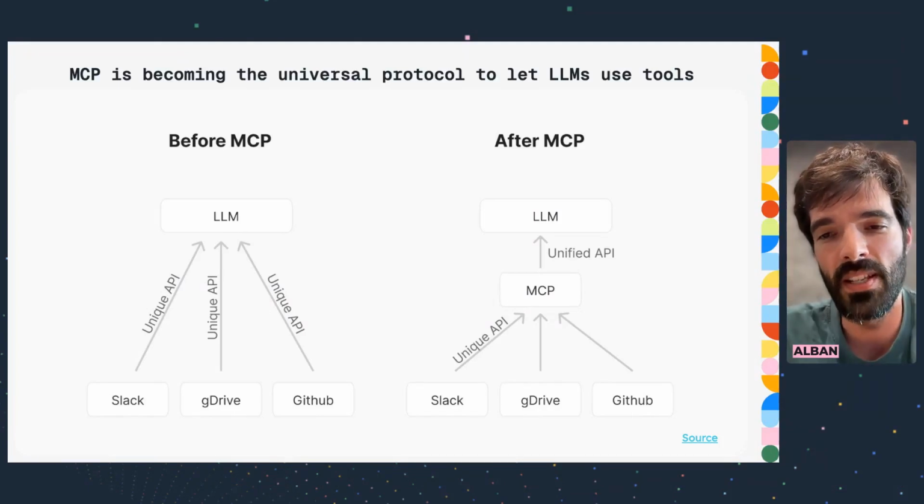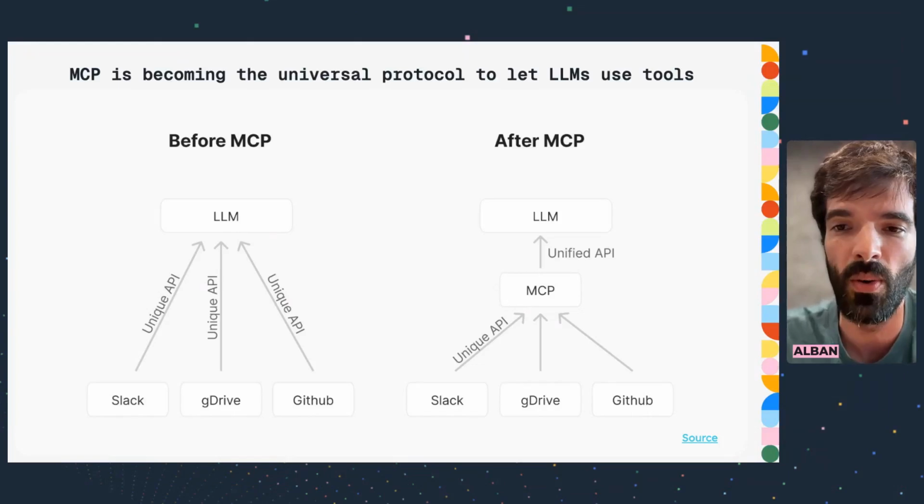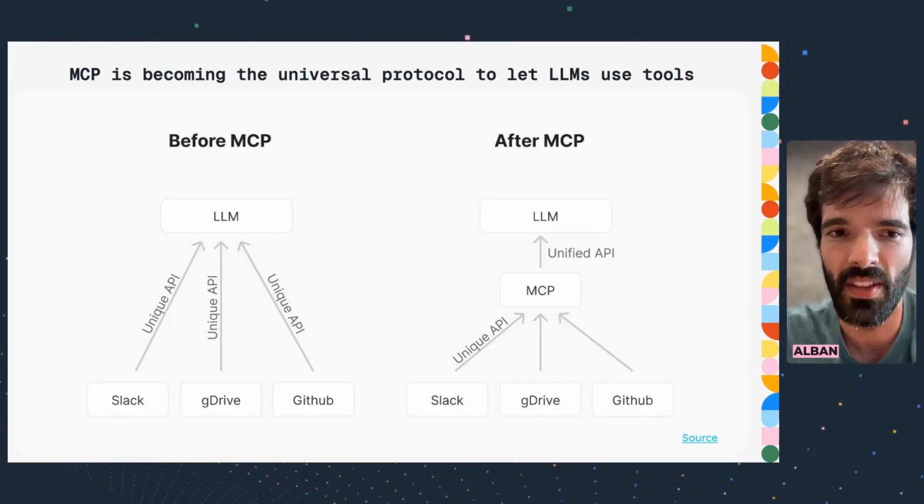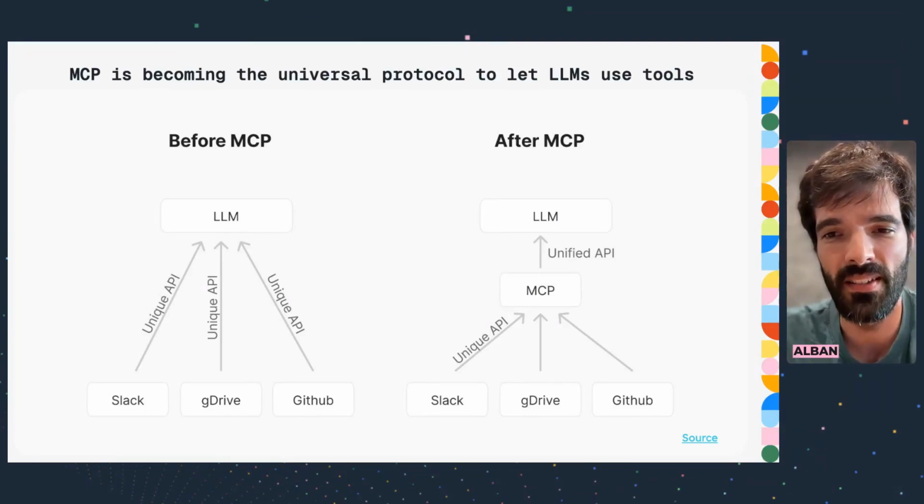An MCP is something that gets in between the LLM and all these APIs to have one big pipe that's always the same format. So it's basically a unified API for the LLMs to be able to talk to anything.